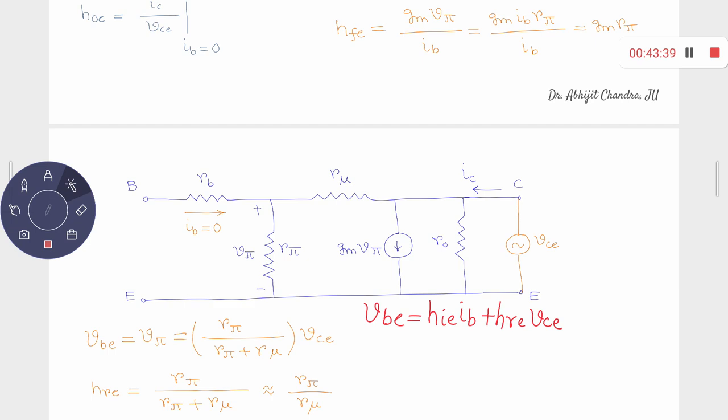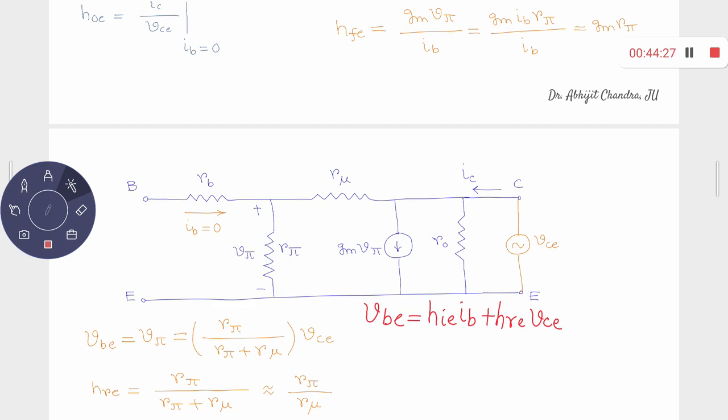So what is VB then? What is this open circuit voltage? This voltage is the same as that voltage because there is no current, so VB is equal to V pi. We have applied some voltage VCE, and there is no current through this path, so this is the voltage across these two terminals. The total resistance is R pi plus R mu, and that voltage gets dropped across R pi. By simple voltage division, VB is R pi upon R pi plus R mu times VCE.